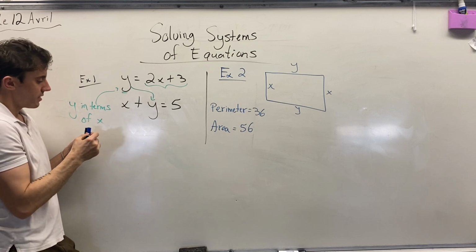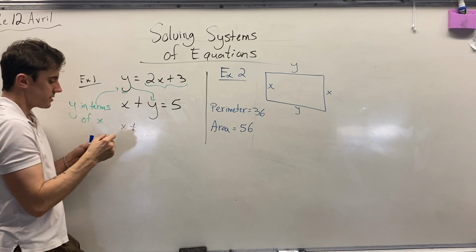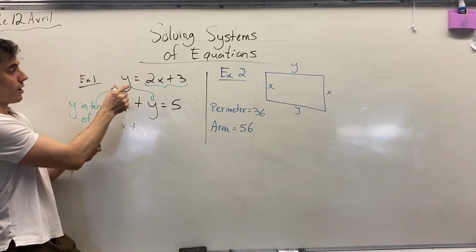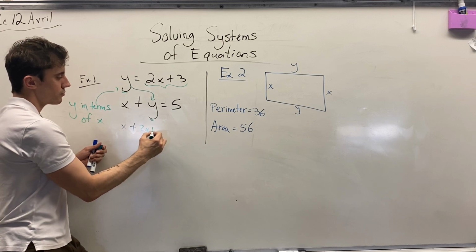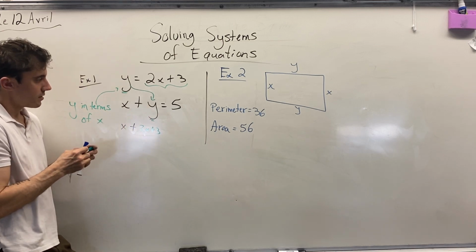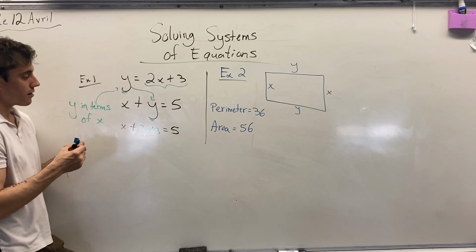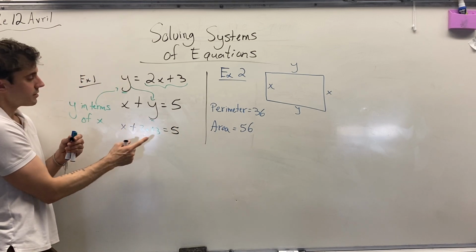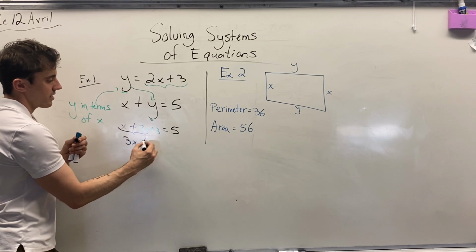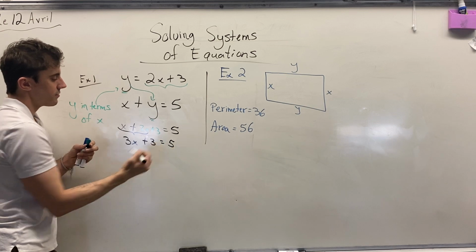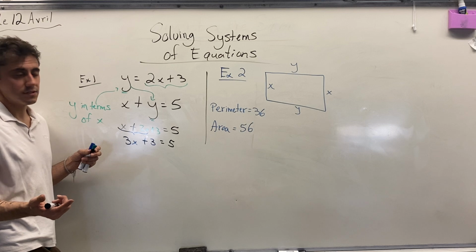And if we do that, then our second equation will look like x plus, remember, y is 2x plus 3, so we can replace this y with exactly 2x plus 3, and we still have the fact that it is equal to 5. And so now we can combine like terms, right? As we learned in grade 9, x plus 2x gives us 3x, and we still have plus 3 is equal to 5.